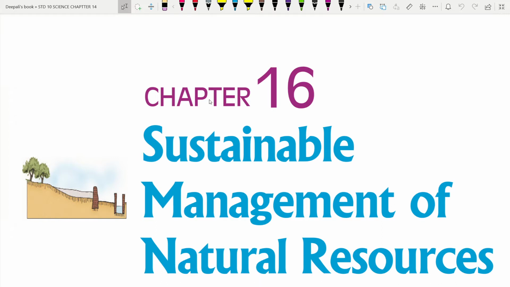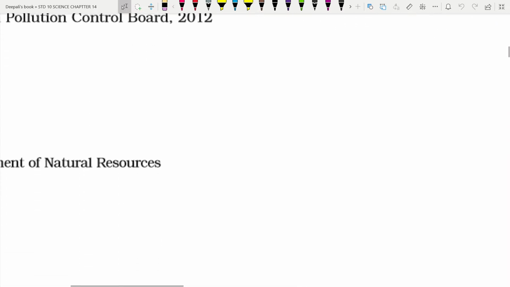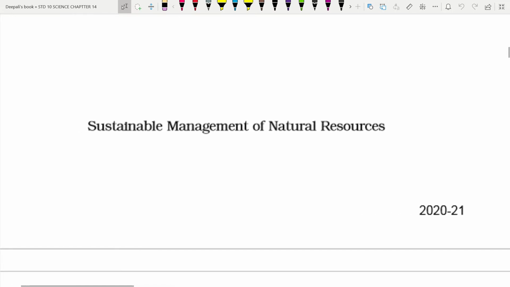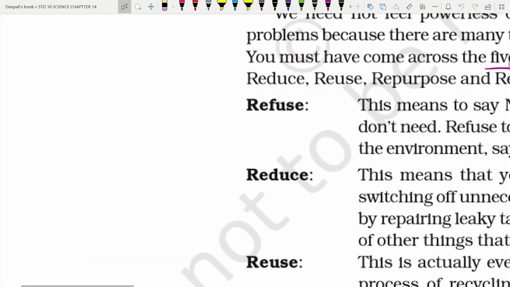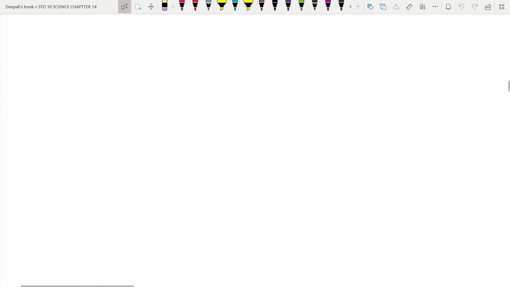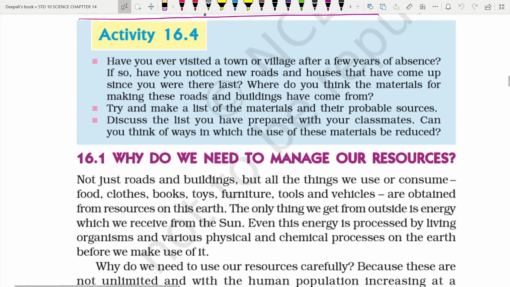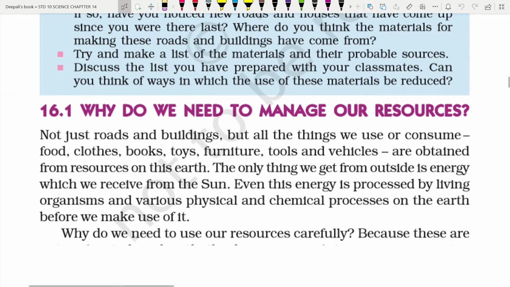Biology class, Fatima Convent High School, Chapter 16, Sustainable Management of Natural Resources, Class 10th, myself, Dipali. We are going to do the next session of this chapter, session 2. Here we are going to understand why we need to have sustainable management of these natural resources and various other natural resources, how are they conserved.